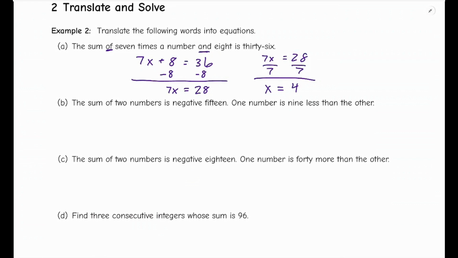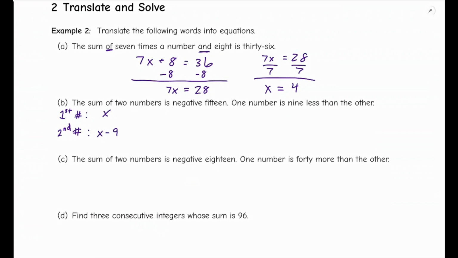Now for the following examples, I'm going to do it a little differently than you'll see on YouTube, but I'm going to read it first. The sum of two numbers is negative 15. One number is 9 less than the other. So I have two numbers here. So I'm going to say the first number and then the second number. Now I don't know anything about the first number, so I'm just going to call it x. But I'm told one of the numbers is 9 less than the other. So if my first number is x, that means my second number would be x minus 9. So these are my two numbers.